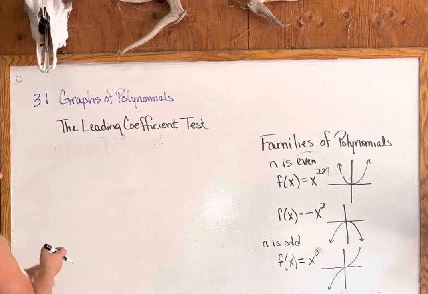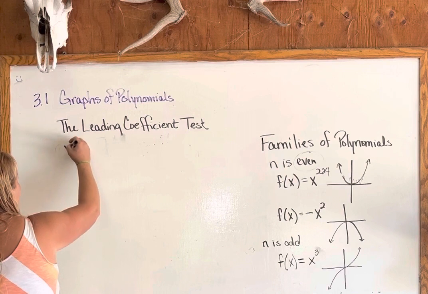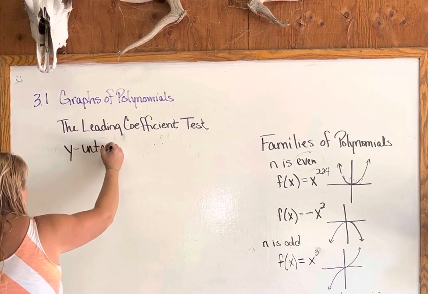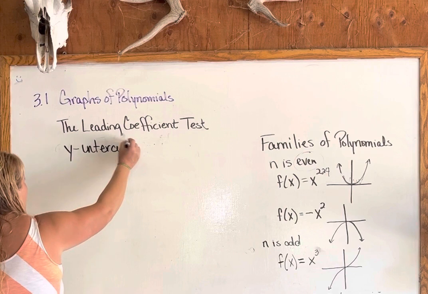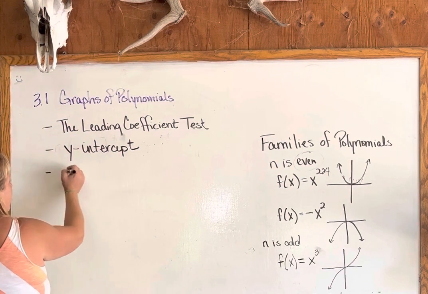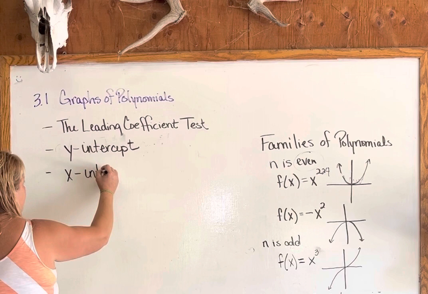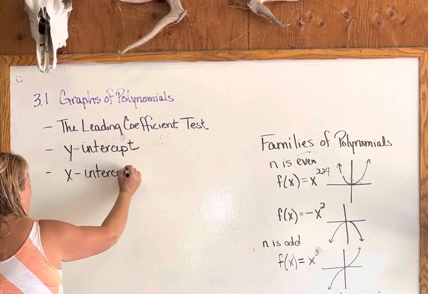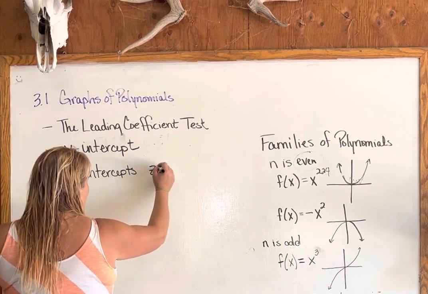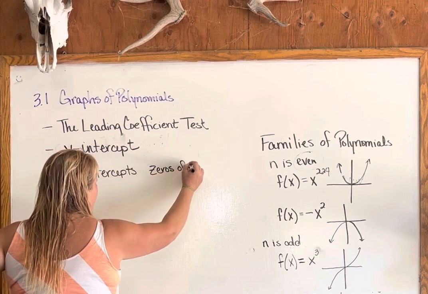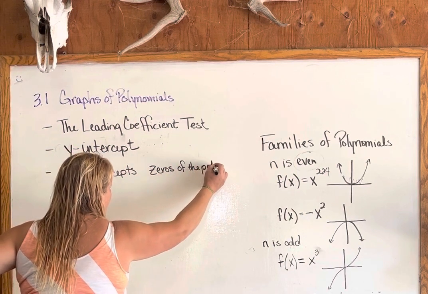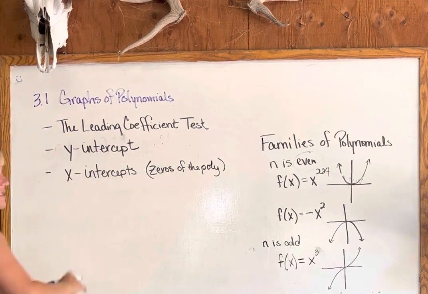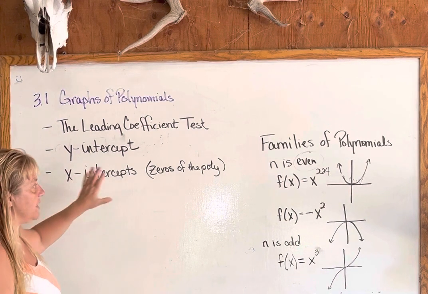Okay, so if we're going to graph polynomials, the first thing is the leading coefficient test. The next thing is the y-intercept, I'm sorry, there's only one y-intercept. Okay, so we've got this, and then the last thing is the x-intercepts. And these are the zeros of the polynomial. So these x-intercepts are what we just spent the last 3 lectures looking at. We're finding these x-intercepts. Okay, so these are the zeros.